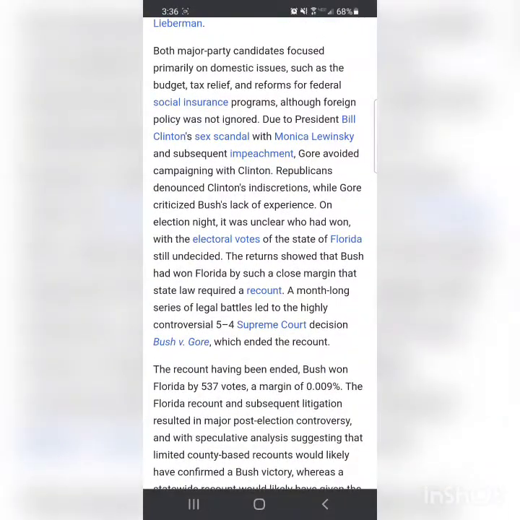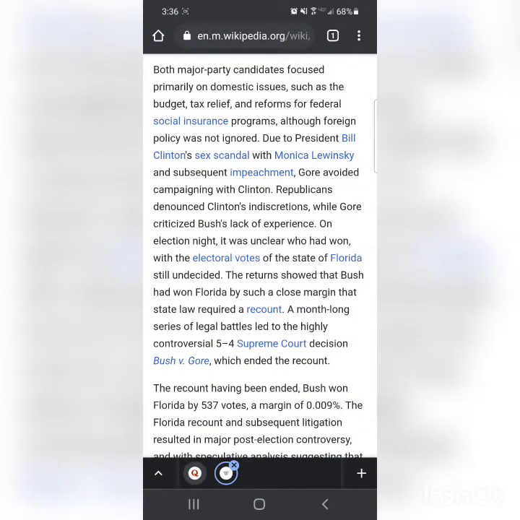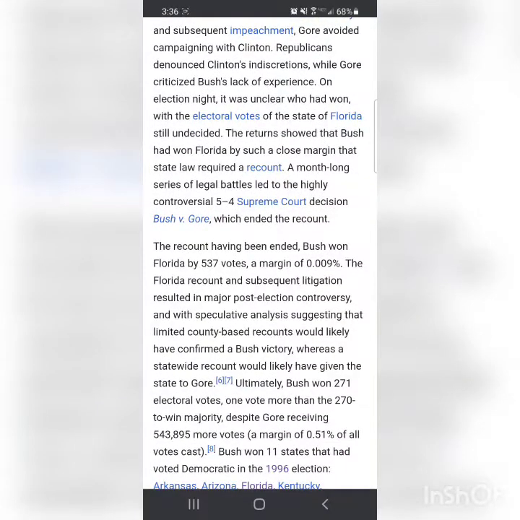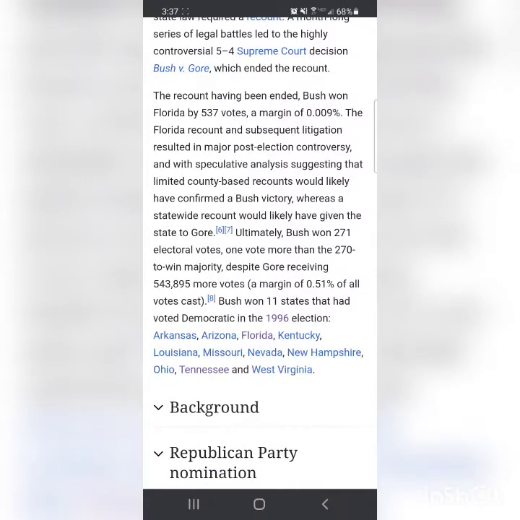Let's do some research. A basic summary. Both major party candidates focused primarily on domestic issues such as the budget, tax relief, and reforms for the federal social insurance programs, although foreign policy was not ignored. So, bad thing for Gore, the scandal happened. You know, Monica Lewinsky. Republicans denounced Clinton's indiscretions, while Gore criticized Bush's lack of experience. And we didn't know the actual result for a while. Bush won Florida by 537 votes. Literally, this is probably the easiest election I'm going to do in this series. So yeah, let's go look at this.